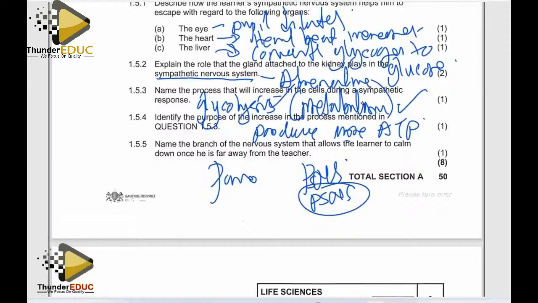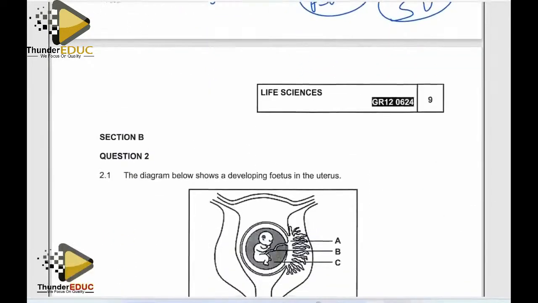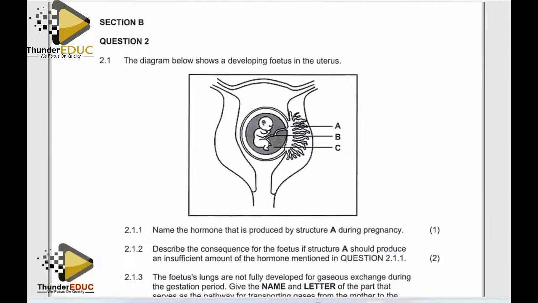Thank you very much, guys. I hope you got 50 out of 50. How much? There are some questions which were a little bit tricky. Guys, how did you see this? Compare Gauteng, Northwest, Limpopo. They usually say that Gauteng papers are hard. I don't know why.